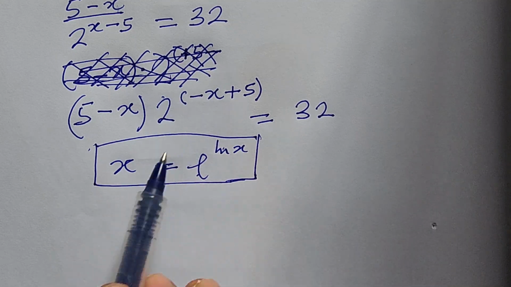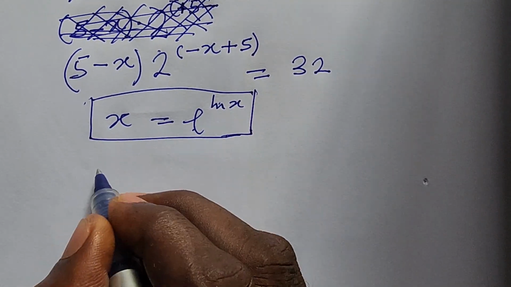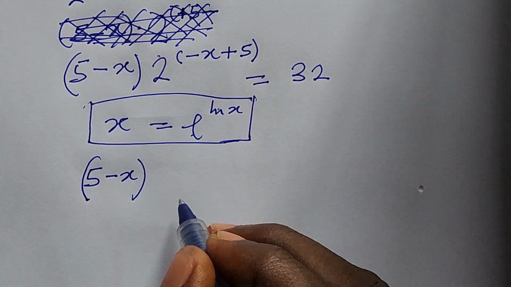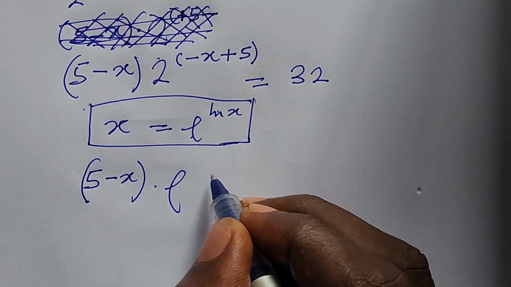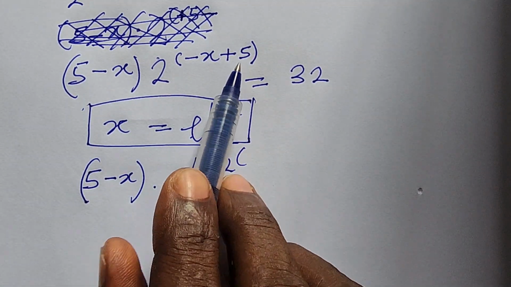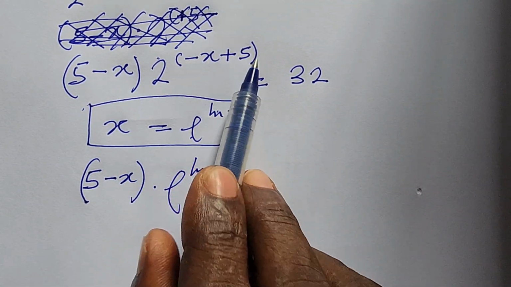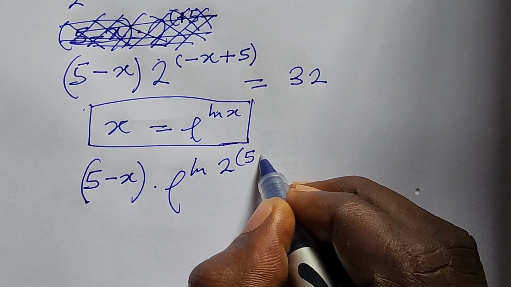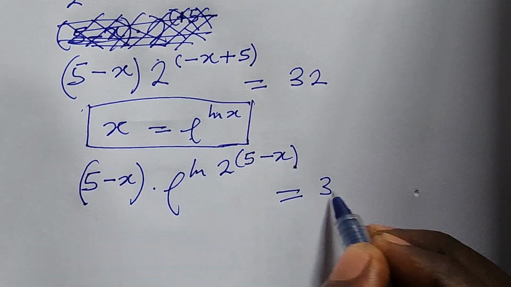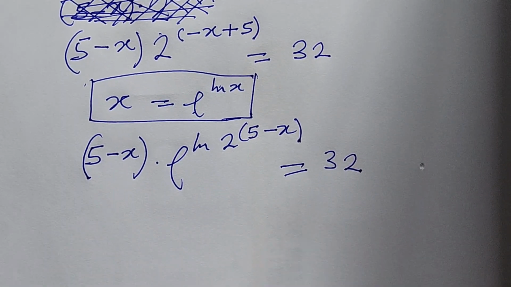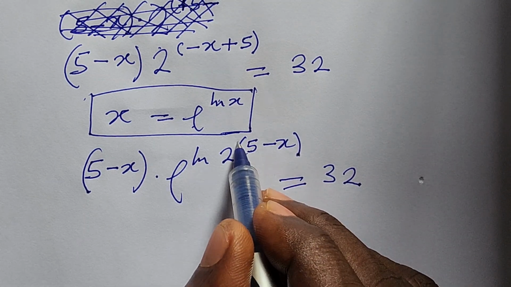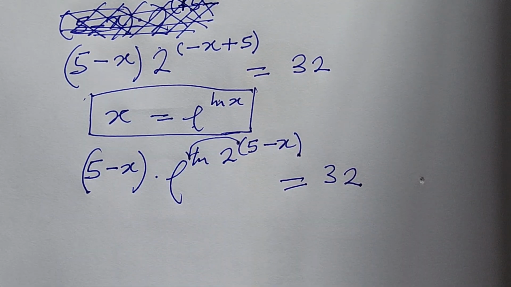So if we are to rewrite this based on this, then we now have (5 - x) times r to the power of ln of 2, r to the power of (5 - x), we can move this 5 this way and move this x this way, r to the power of (5 - x), everything equal to 32. Again, according to the law of logarithm, we can move this exponent back here, right?